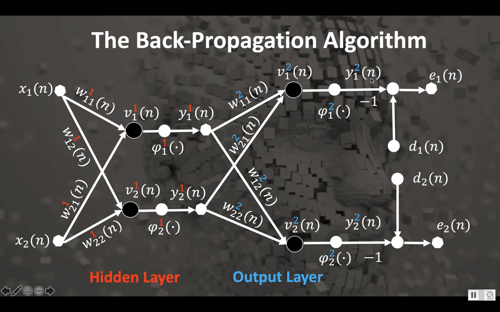And that one is the actual output. We compare it with the desired response, D1. We get the error information, E1. Similarly for the lower part. Okay, this is the simplified multi-layer perceptron we are going to use to demonstrate how we can apply backpropagation to update our weights.